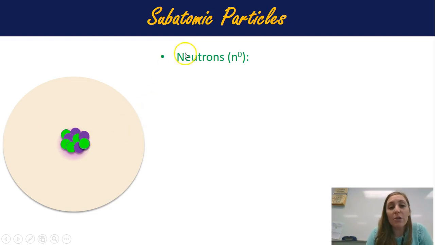The next thing we have are the neutrons. So if you want to abbreviate that, it's a lowercase n with this 0 up top. Now, last time we had a plus charge because protons had a positive charge, and this has a 0. What does that mean? No charge, 0 charge, okay?